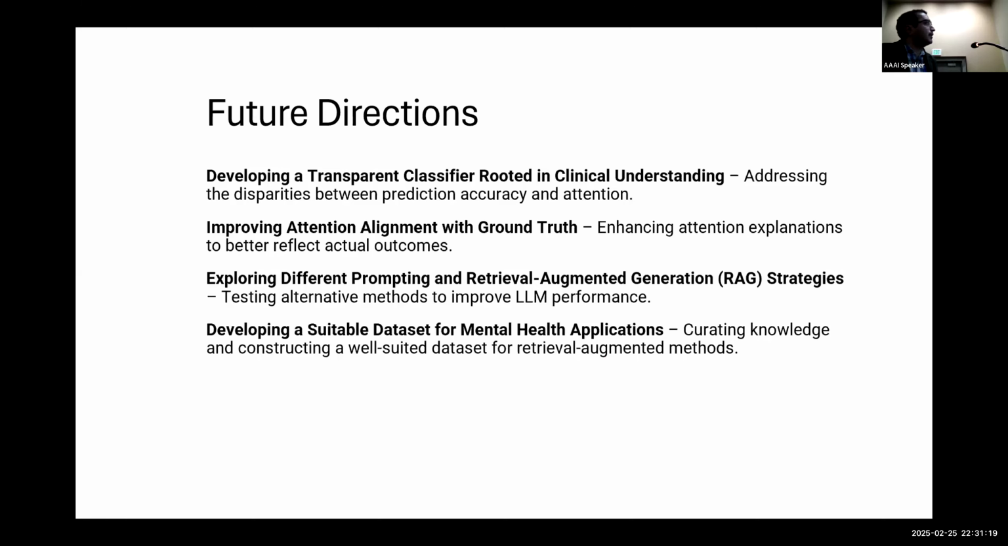So for future directions, one could be focusing on what is the reason behind the disparity between the accuracy and attention for SCE and Gambler loss. Second, improving attention alignment with ground truth. Exploring different prompting and RAG strategies to check more on the explainability parts. And finally, developing a suitable data set for mental health applications.